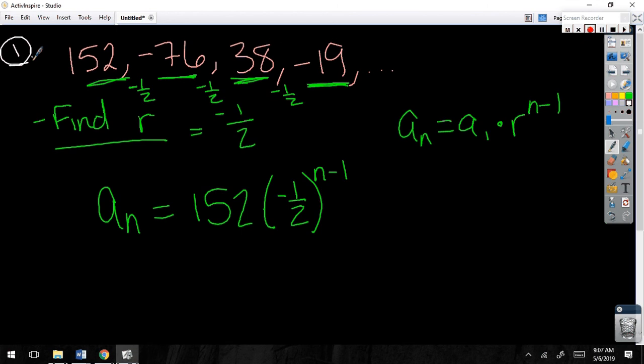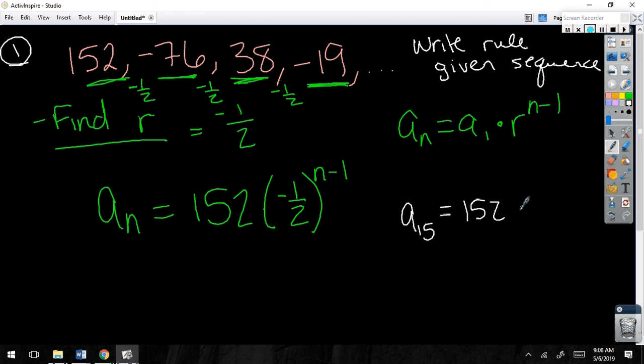Listen, this is scenario number one, okay? Write a rule given the entire sequence. What if I asked you to find the 15th term? You plug 15 into the n. Then you would do 152 times negative 1/2 to the 14th. So it follows the same rule. And then you simplify. Just make sure as you do this, whether you're doing it in separate steps or in your calculator, exponents come first. So you do negative 1/2 to the 14th, then you multiply it by 152. What do you get there?